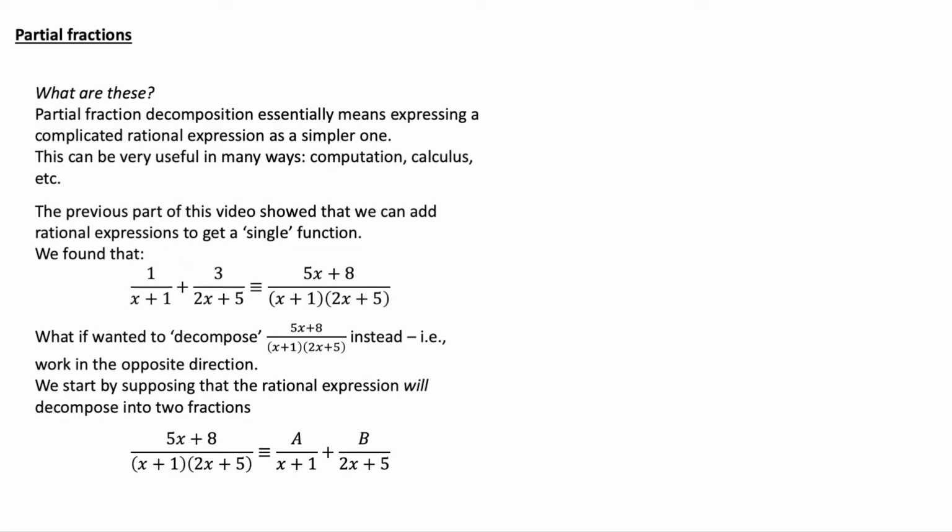We would want to turn 5x plus 8 over x plus 1 times 2x plus 5 into a fraction with a denominator of x plus 1, plus, could be minus of course, but that would just mean b was negative, but anyway, plus another fraction with a denominator of 2x plus 5. And the denominators are linear, and that is why we know in this situation that the numerators will be numbers. Considering those sort of issues with these will build up as we go, so we won't dwell on that for now.